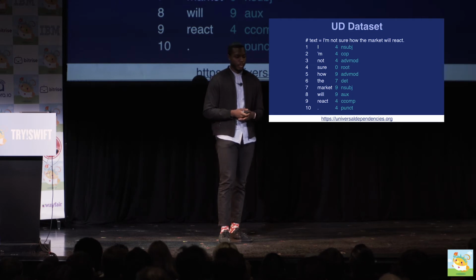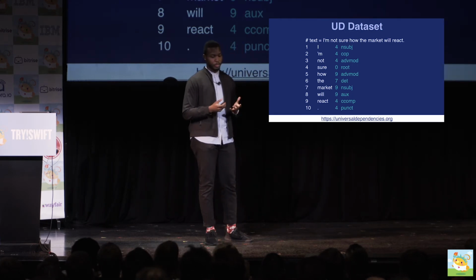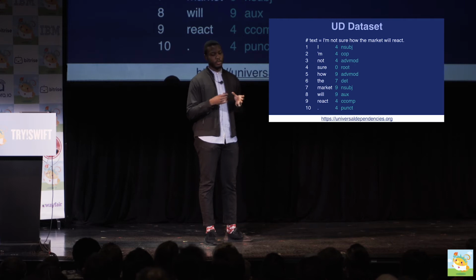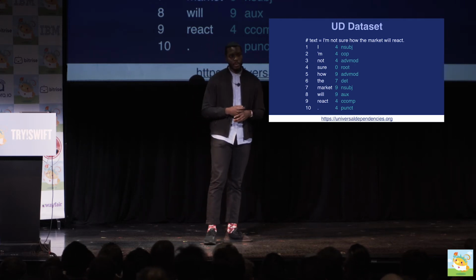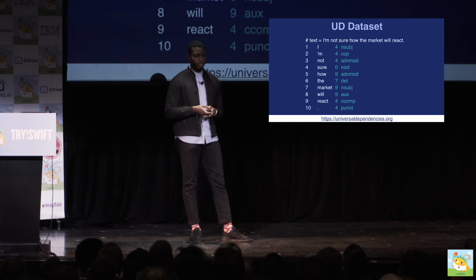So this is an example of what the data set looks like for English. I've filtered out some of the columns to make things more legible. But you can see that each token in the data set has its parent specified by a token index, along with the relationship between the parent and the child. The full format of the data set is available on the website. You can take a look if you're interested.